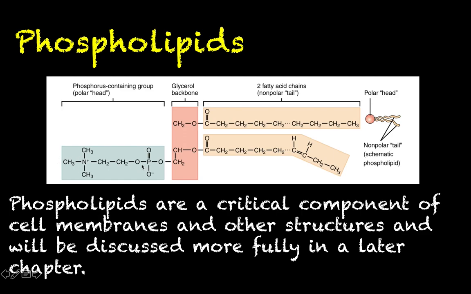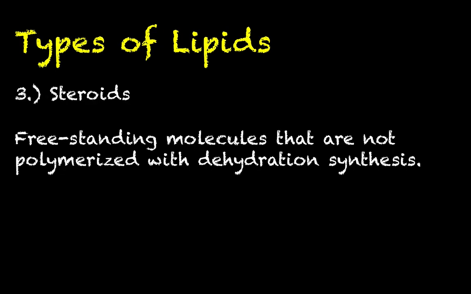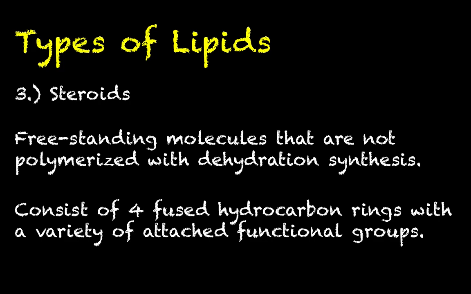So as I said, phospholipids are a major critical component of cell membranes, and we'll have more to say about that in a future video. The next type of lipid I want to talk about are steroids. These are freestanding molecules that are not subject to polymerization through dehydration synthesis, so they're not really going to apply exactly in the same way as what we talked about with triglycerides.